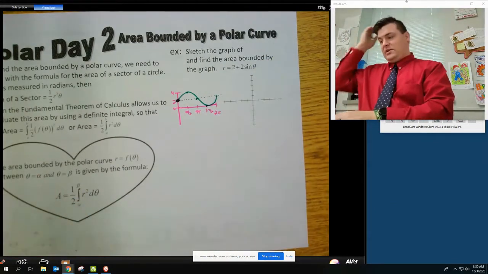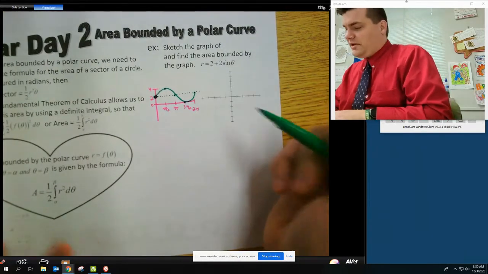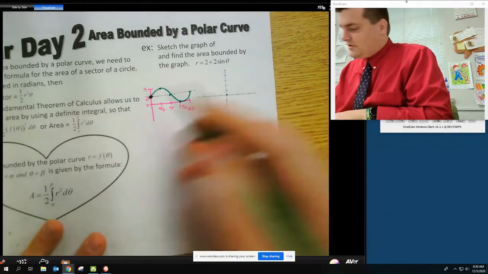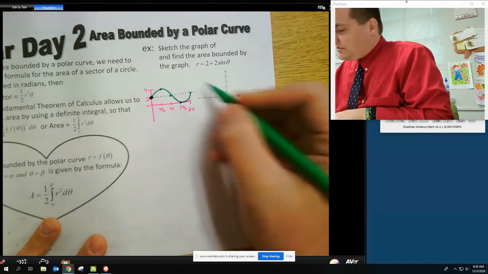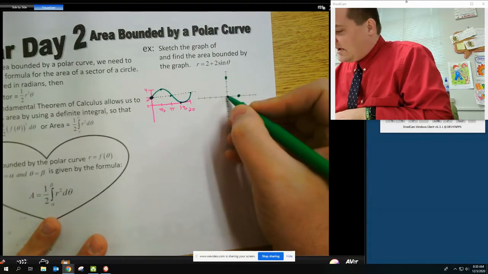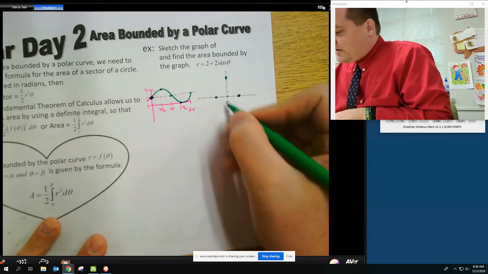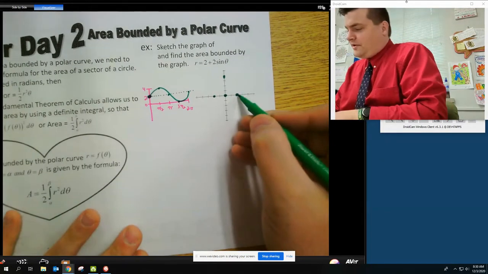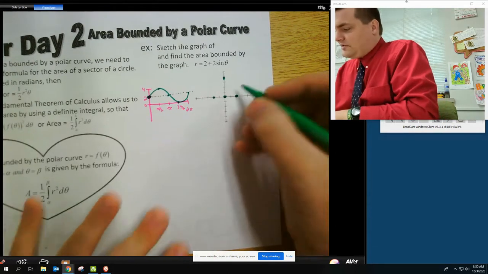And this is going to help me graph this bad boy right here. So at 0, I'm at 2. At pi over 2, I'm at 4: 1, 2, 3, 4. At pi, I'm out 2, so in this direction, I'm out 2. At 3 pi over 2, I am at 0. And then at 2 pi, I come back over here. So I have to start here, there, then there. So it looks like this.